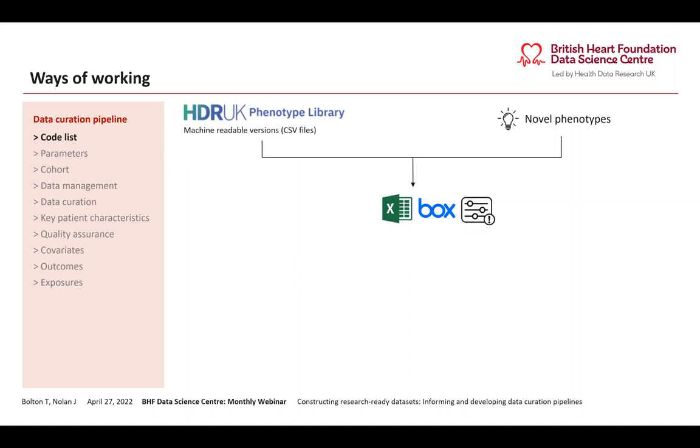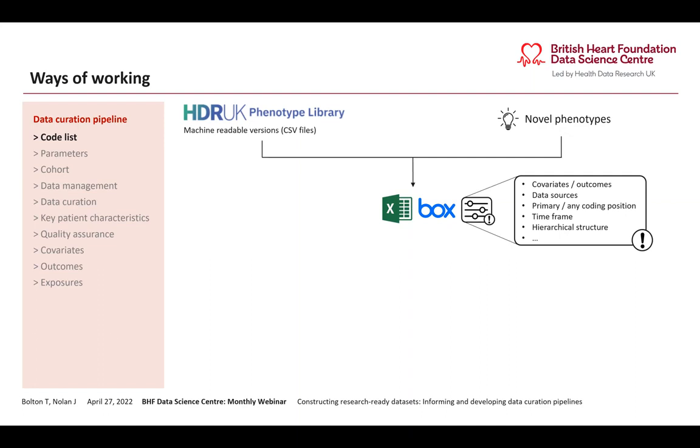So here I mean whether the code should be used to create covariates, outcomes, or both, what data sources should be included if the codes are common to more than one data set. So for example, ICD-10 is common to HES, APC, and DEFs, whether the code should be matched to primary or any diagnostic coding position, what time frame should be considered. For example, current medication covariates generally use a 90-day look-back period. Is there a hierarchical structure that should be applied? For example, can composite covariates and outcomes be created?